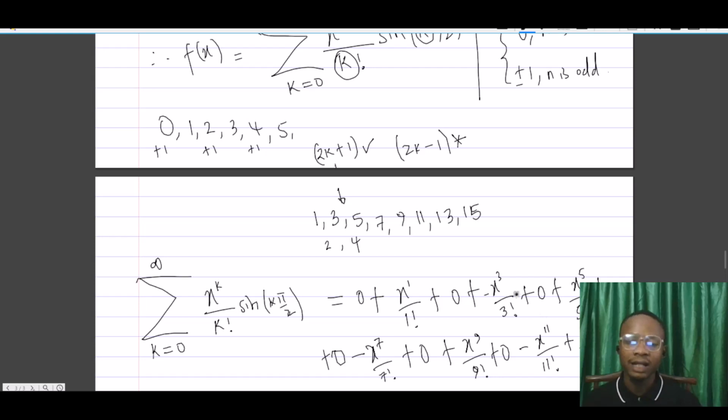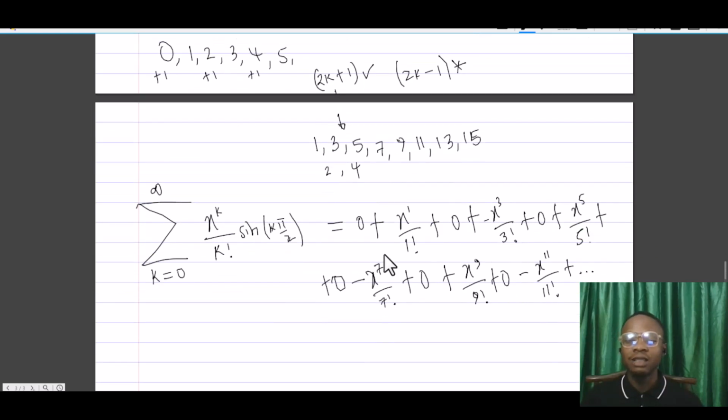It continues like that. So we have seen already that the only things that will matter at the end of the day will be when this expression is 1 and this one is 1, when this expression is 3 and this one is 3, when this expression is 5 and this one is 5, when this expression is 7 and this one is 7, when this expression is 9 and this one is 9, when this expression is 11 and this one is 11.